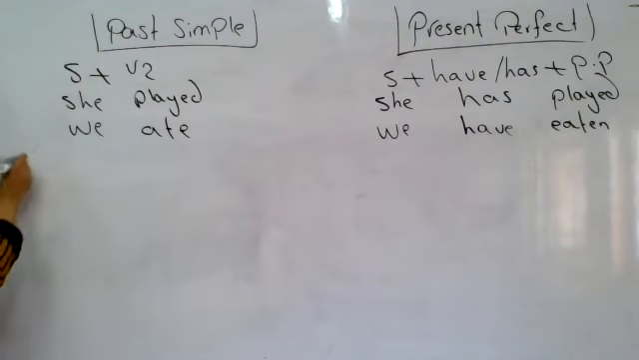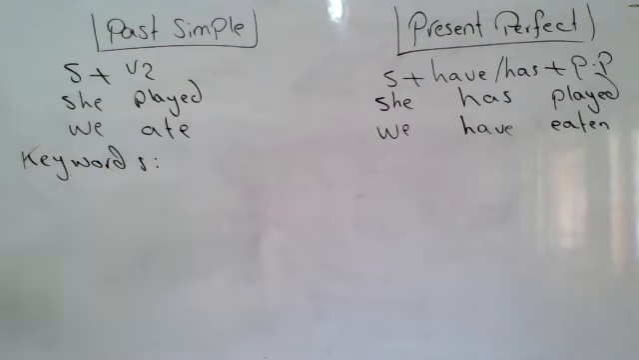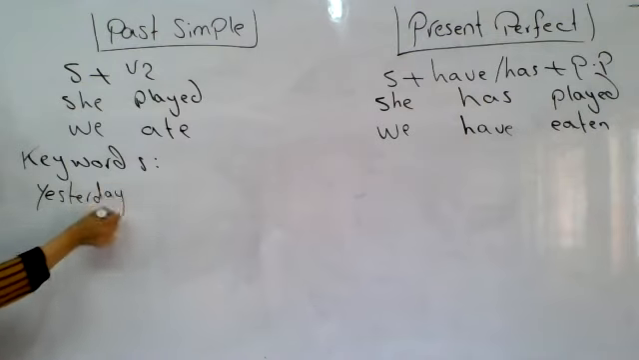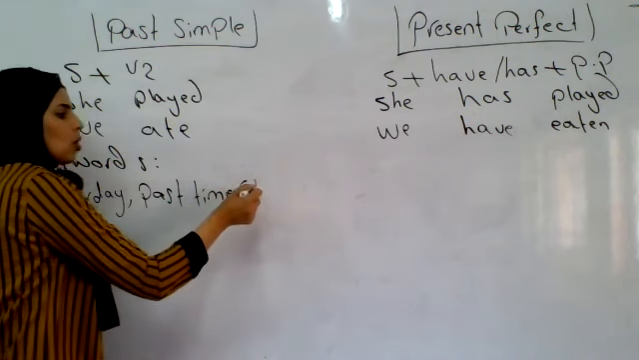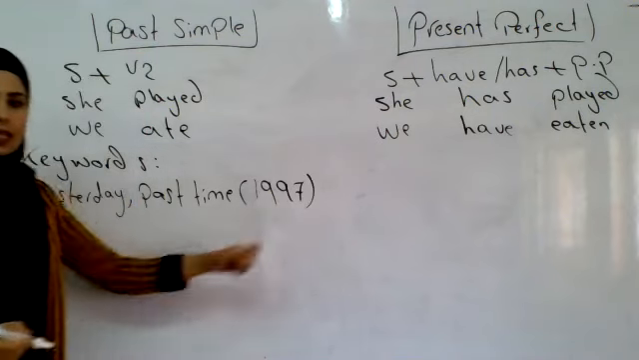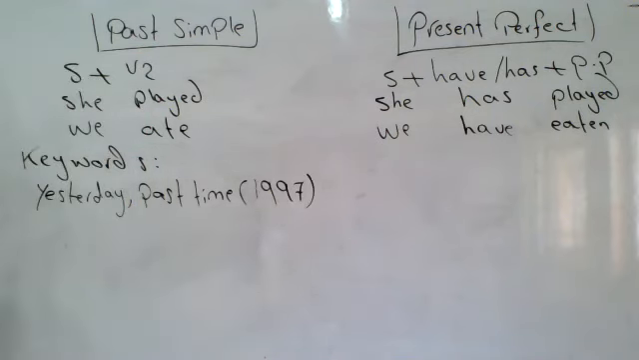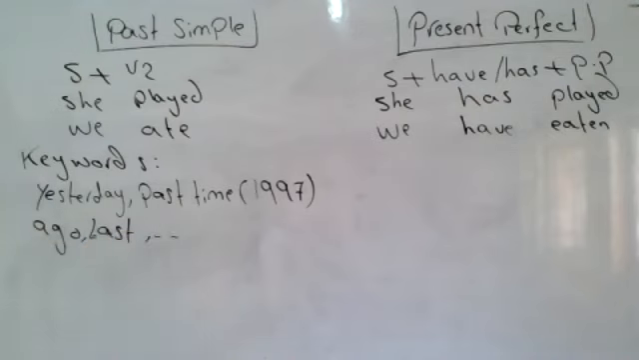Of course, we have keywords for each one. In past simple, we can see yesterday, past time. For example, when I say 1997, it's a past date or past time, ago, and more other keywords could come in past simple, like last night, last day, last month, last year, whatever.